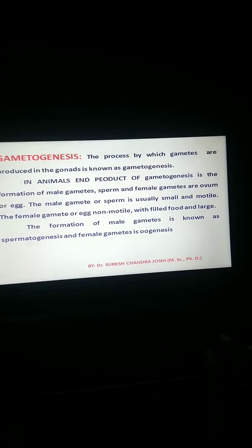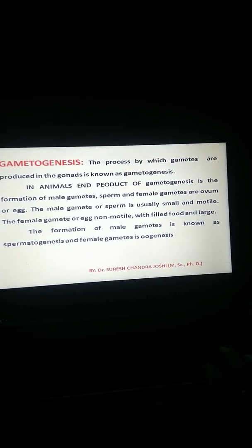Gametogenesis is divided into two parts. Number one, spermatogenesis, and oogenesis. Today we will discuss the second question: what is spermatogenesis? Spermatogenesis is one part of gametogenesis. Starting with gametogenesis.